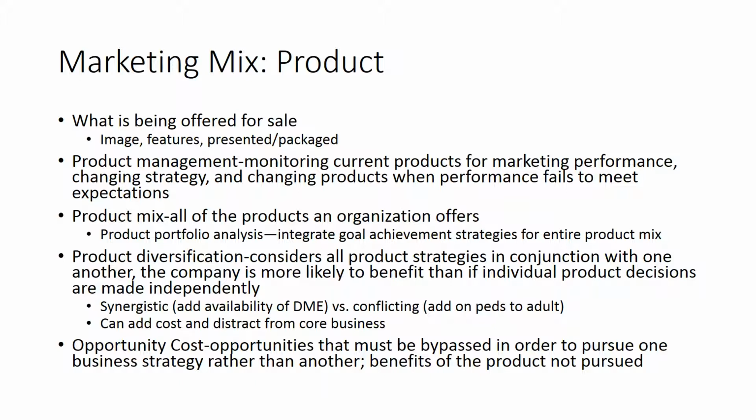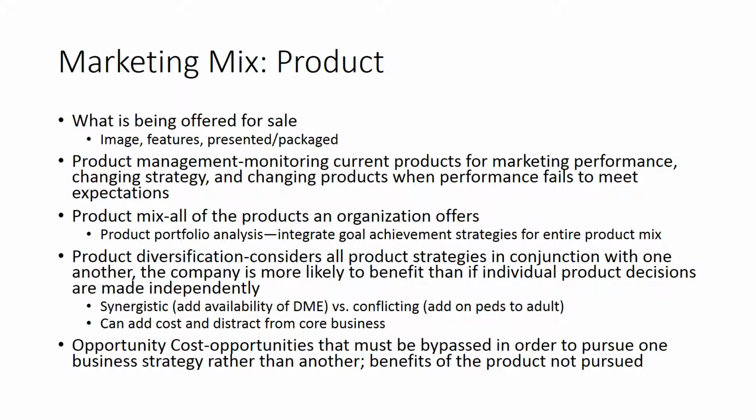Then there's the product mix. That's all of the products an organization has to offer. So if you're part of a really large organization, you may have multiple different physical therapy type products that you have to offer. So when you do a product portfolio analysis, you're working to integrate goal achievement strategies for that entire product mix. Product diversification, it considers all the product strategies in conjunction with one another. The company's more likely to benefit than if individual product decisions are made independently. So as you're looking to diversify your product, you can think synergistic versus conflicting.